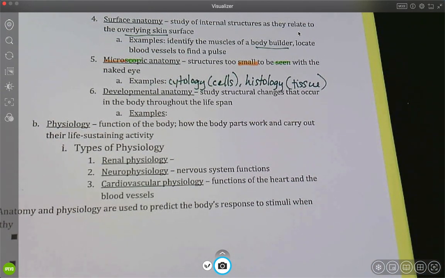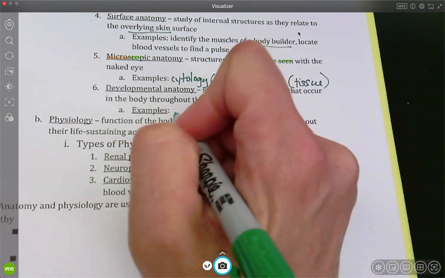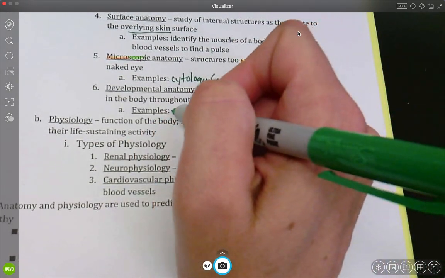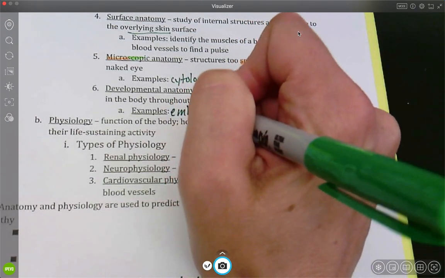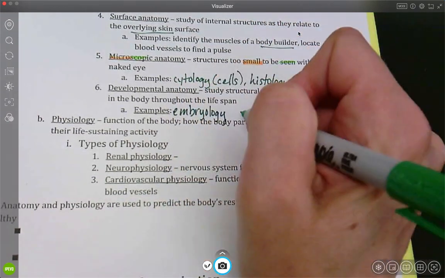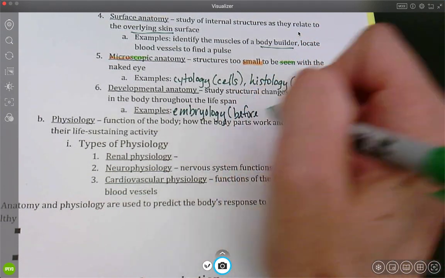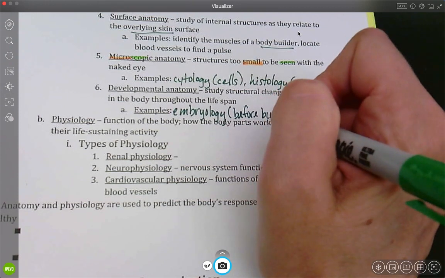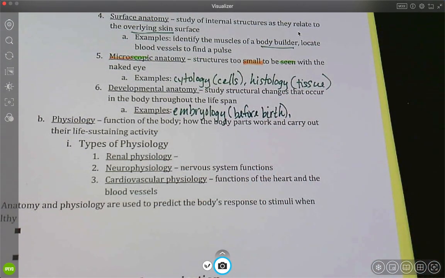Developmental anatomy. So developmental anatomy is going to study changes that are going to occur throughout the lifetime. So we have a couple things that we would look at. So for example, we could do embryology, okay, which is before birth. So when does the baby start to first feel? When does the heartbeat start? Those types of things. When does the baby first start to move while it's inside the womb?